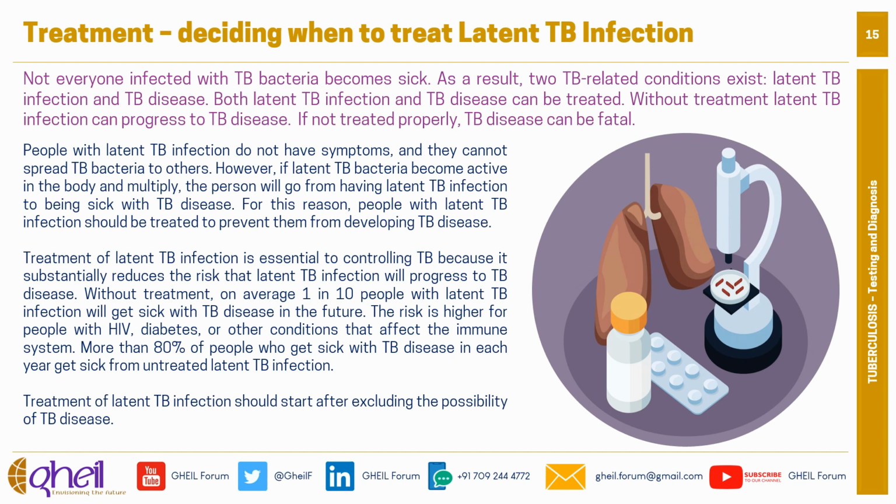The global prevalence of latent TB infection estimation shows 1.7 billion in 2014. Without treatment, on average 1 in 10 people with latent TB infection will get sick with TB disease in the future. The risk is higher for people with HIV, diabetes, or other conditions that affect the immune system. More than 80% of people who get sick with TB disease each year get sick from untreated latent TB infection. Treatment of latent TB infection should start after excluding the possibility of TB disease.